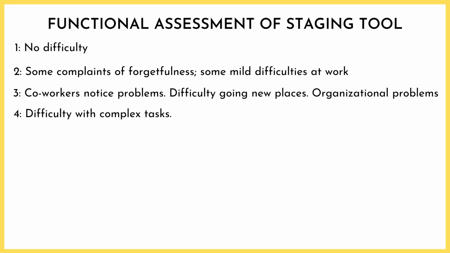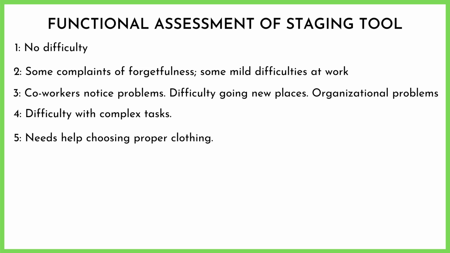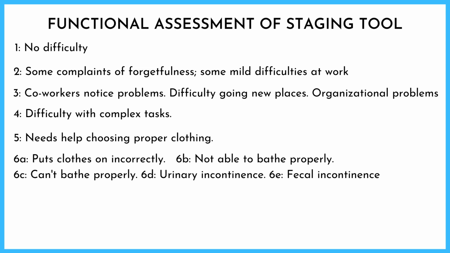In stage 5, this is where they require assistance in choosing proper clothing to wear for the day, season, or occasion. So for example, here the person might choose to wear the same clothes repeatedly unless they receive direction otherwise. So in stage 6, there's different levels here. 6A is improperly putting on clothes without assistance or prompting. So they might put street clothes on over night clothes, or try to put clothes on over their pajamas, or they might put shoes on the wrong feet, or have difficulty buttoning their clothing.